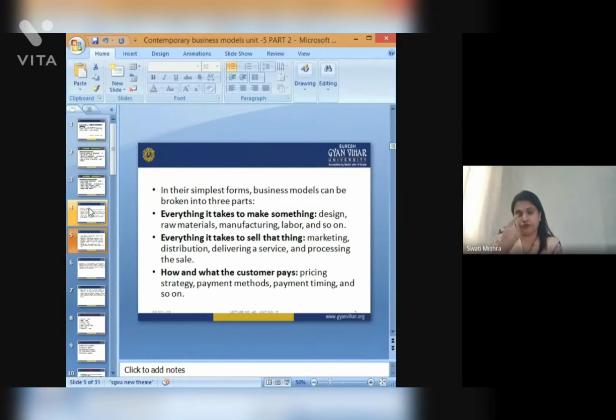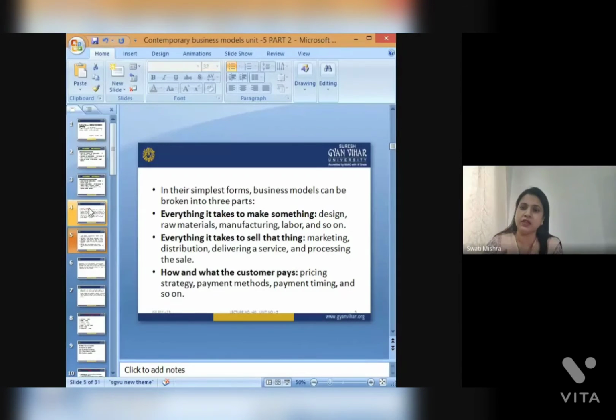If you talk about the business model in its simplest form, business models can be broken down into three main aspects, which are also depicted on the screen in front of you. These aspects are: everything it takes to make something. That is how I have put it into words. Which means, whenever you are doing business, everything it takes to create that business, the design, the raw materials, manufacturing, labor, everything. All that will be included in your business model.